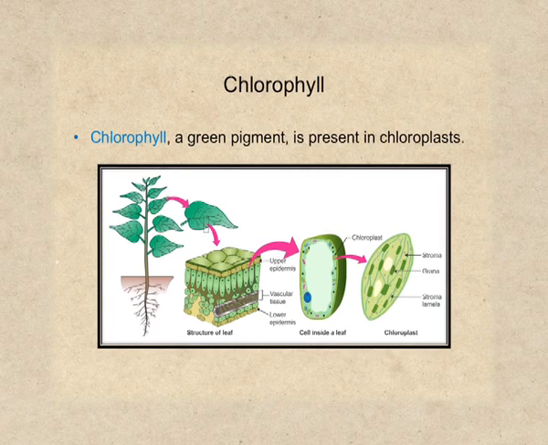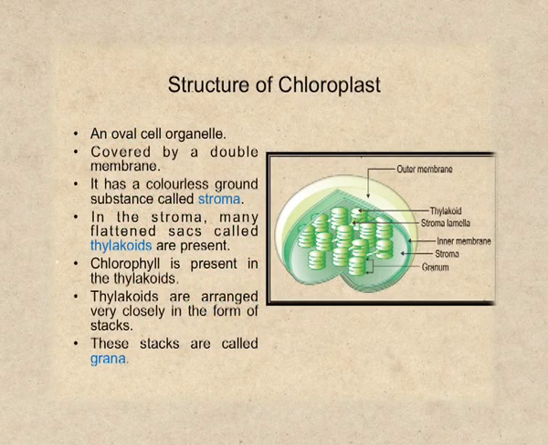Now let's understand the chloroplast. Chloroplast is a cell organelle found only in the plant cells. It is an oval shaped organelle. You can see the diagram of the section of the chloroplast on the screen. You will see there are 2 membranes which cover the chloroplast, an outer membrane and an inner membrane.